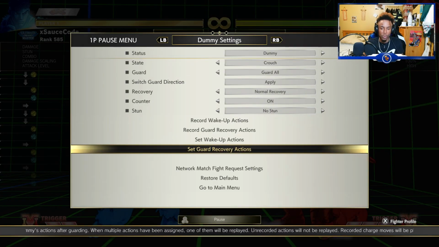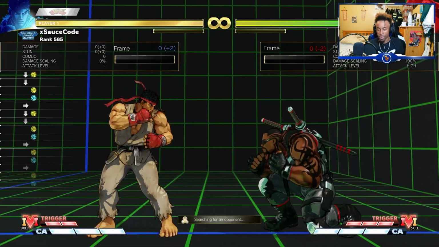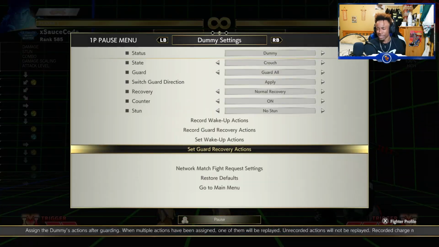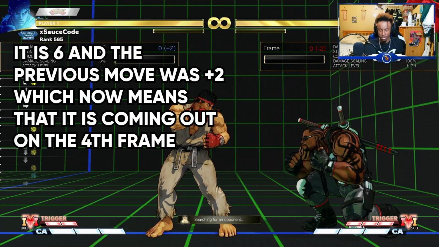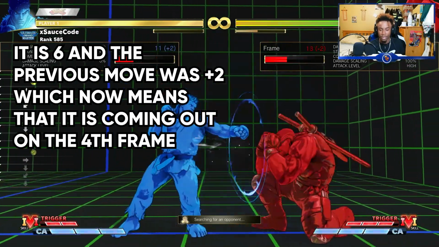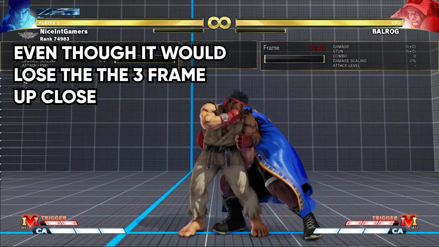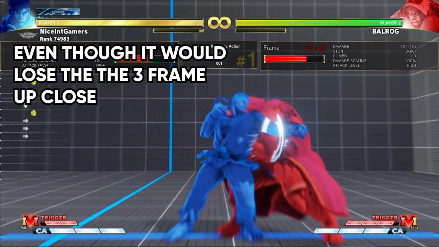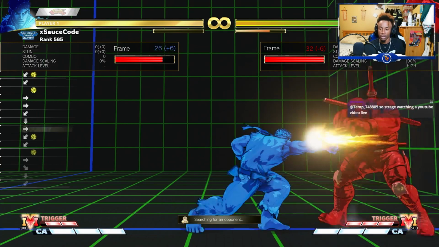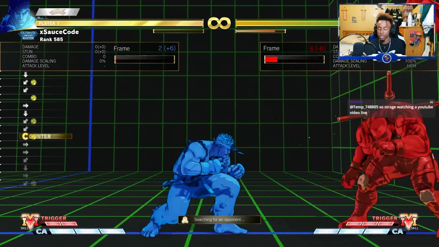Now the reason why I chose crouching medium is because, due to the spacing, it's also +2 on block, and I think it's a 6-frame startup, give or take. Well, look at that. Catching the 3-frame once again. 3-frame is actually whiffing in this situation though. So this is more of a whiff punish, to be honest with you.